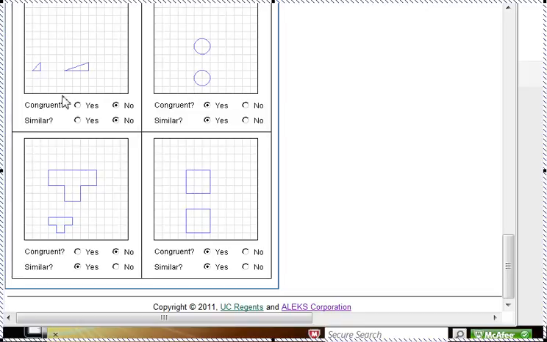Yes, you're right, Justice, that the top left is not congruent, nor is it similar. But what I'm really trying to see is why.